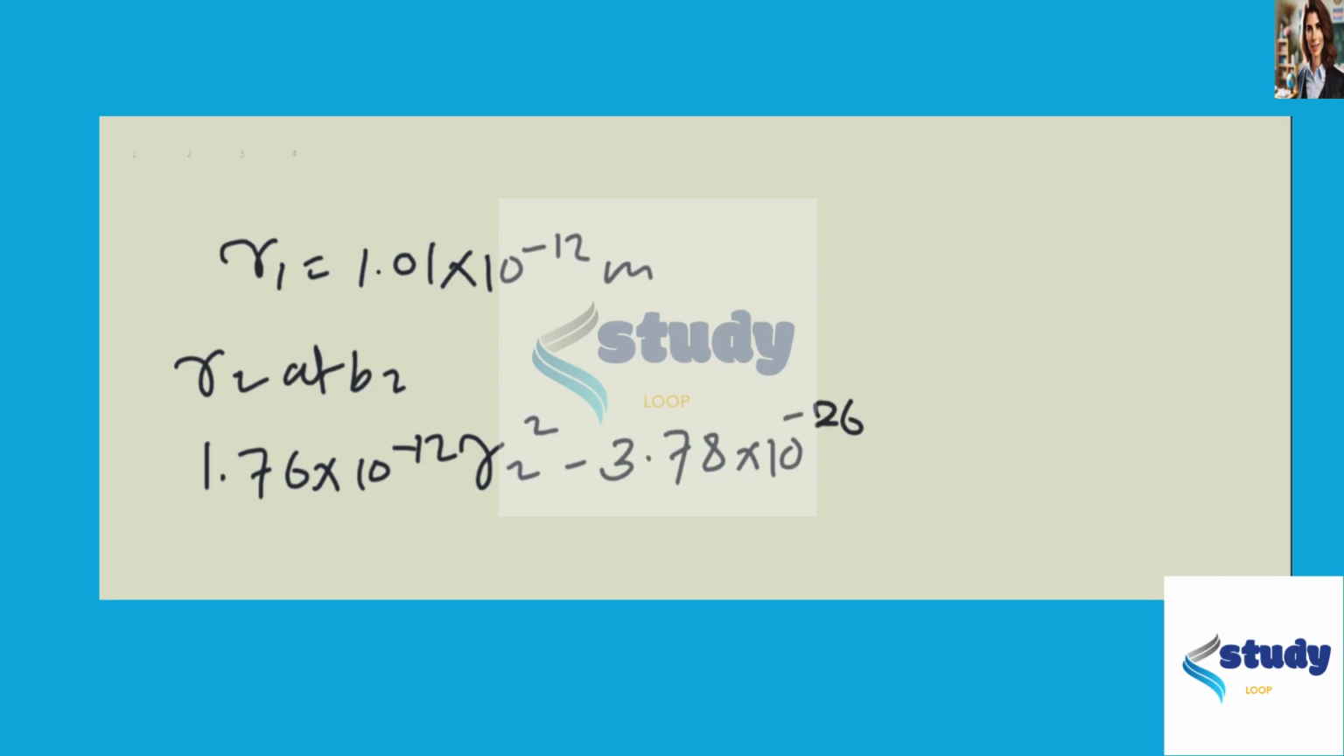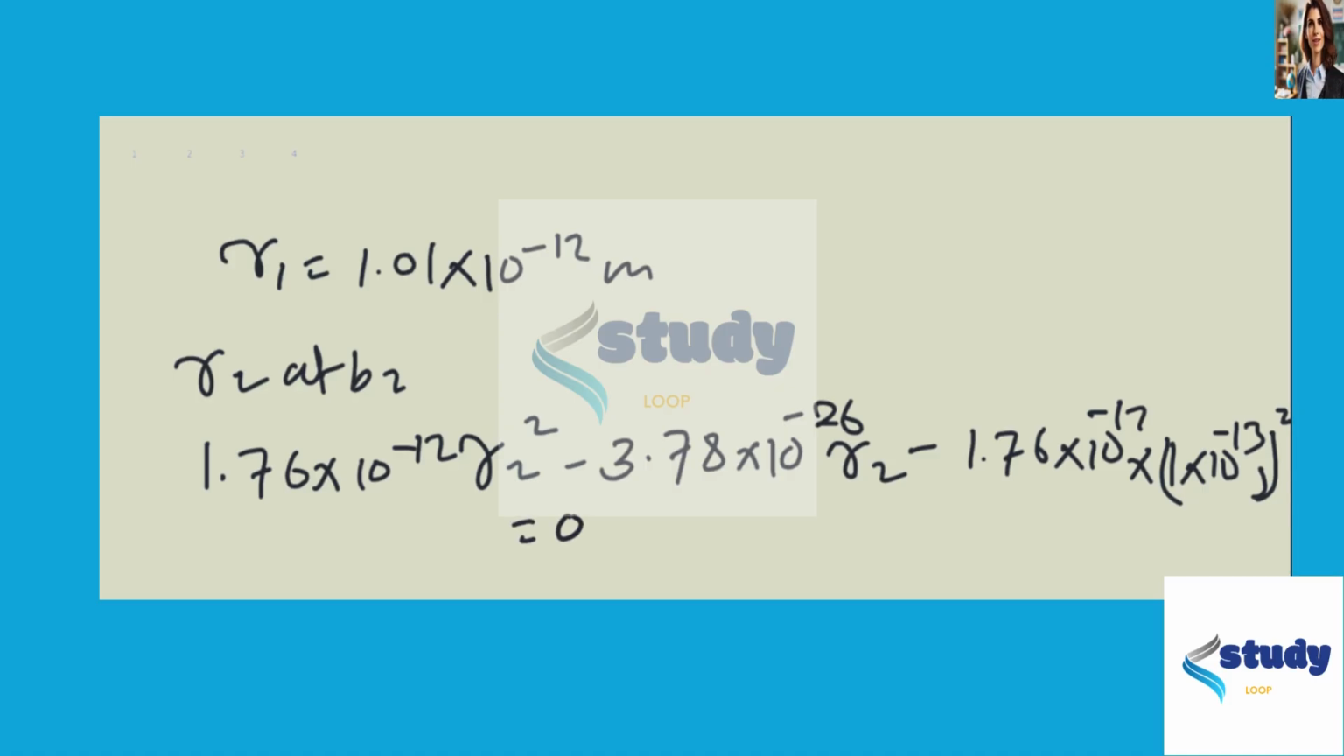Now to get R2 at B2, we substitute the value: 1.76 times 10 to the power minus 12 R2 squared minus 3.78 times 10 to the power minus 26 R2 minus 1.76 times 10 to the power minus 12 times 1 times 10 to the power minus 13 whole squared is equal to 0. From here we get R2. So our R2 is 1.11 times 10 to the power minus 13 meter.